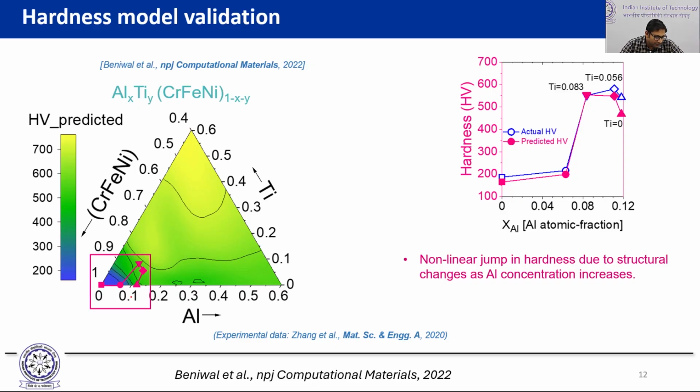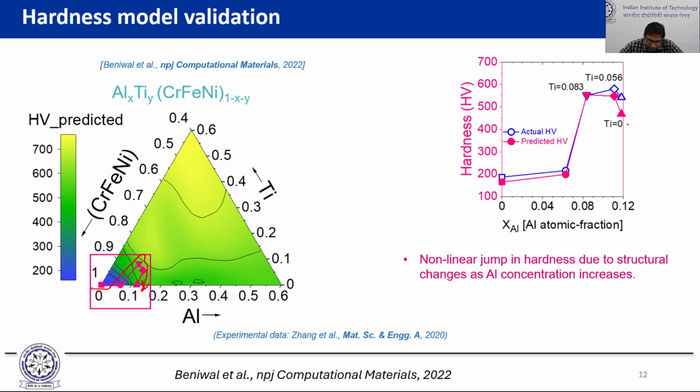Similarly, the same type of work was done for aluminum, titanium, chrome, iron, nickel alloy. And here, when you are looking at the experimental data, you will see that the experimental data is varying in a slightly different way. So you are going from aluminum content of 0 to aluminum content of about 7%, and then you essentially go to this point. So the composition pathway reported in the experiments is something of this nature. When we do the hardness predictions, we will see that the trends between the actual hardness and the predicted hardness seem to match pretty well.